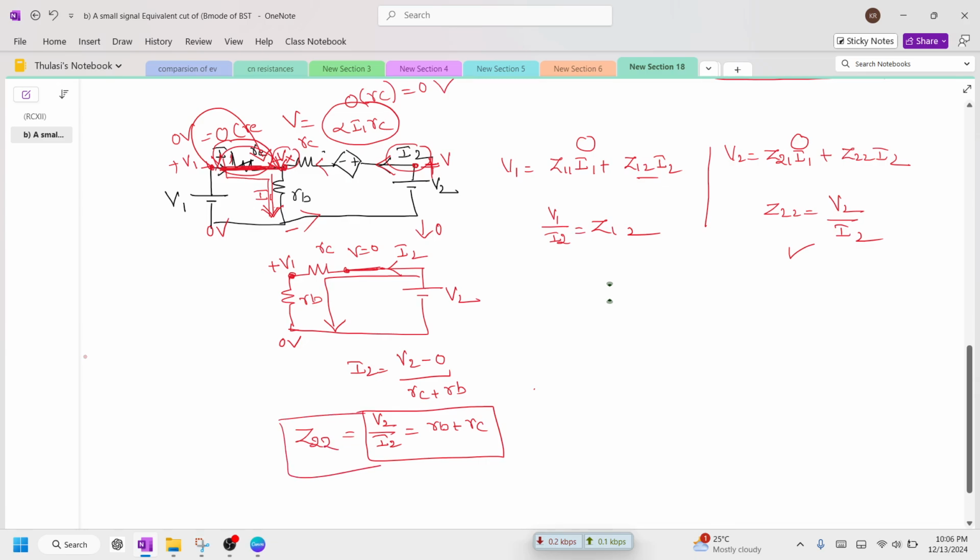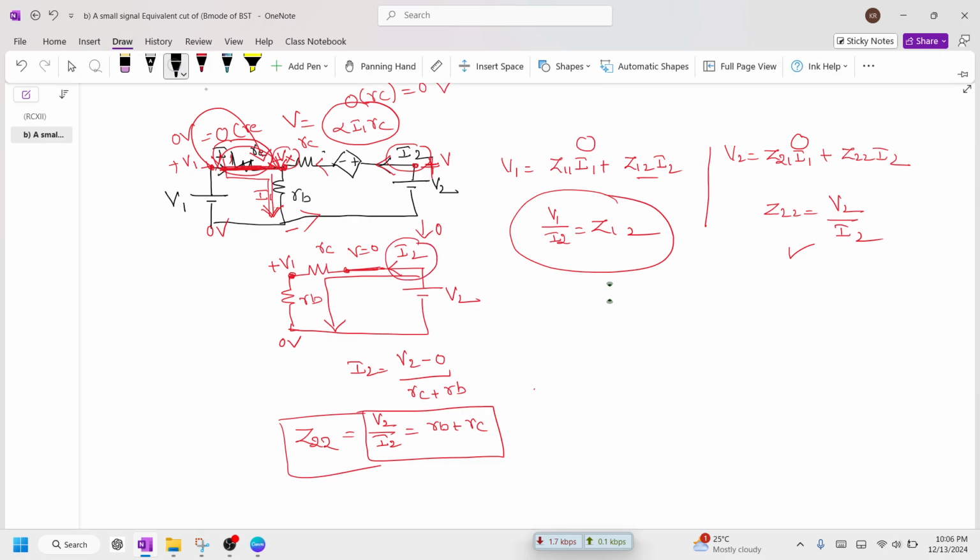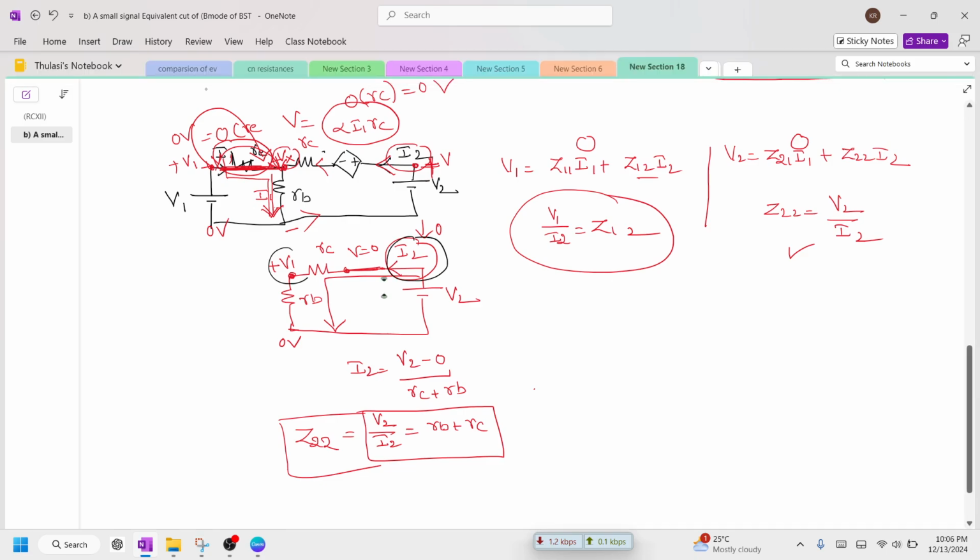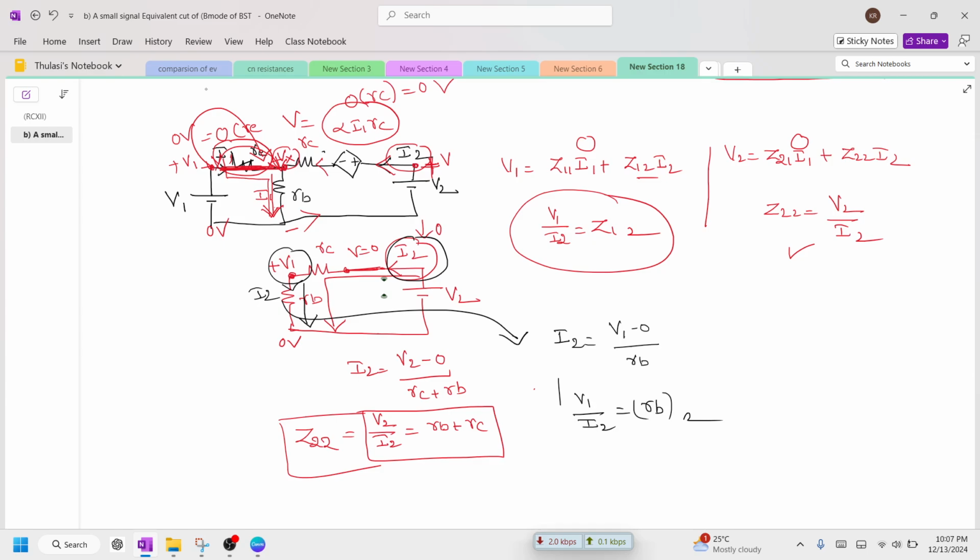Next, we want a relationship between I2 and V1. The current flowing in this branch is only I2. So I can write I2 as the voltage at this point, V1 minus 0, divided by RB. We require V1 by I2, which is equal to RB in terms of ohms.